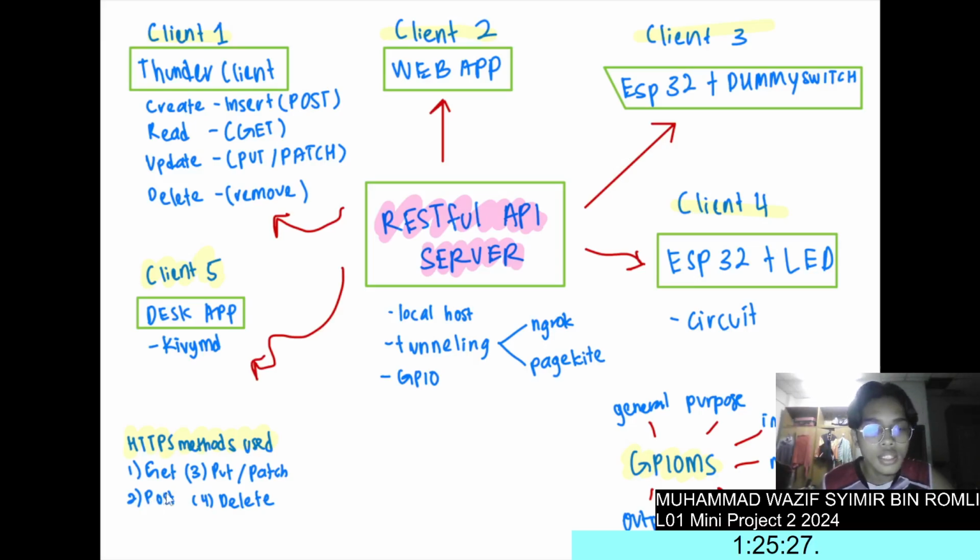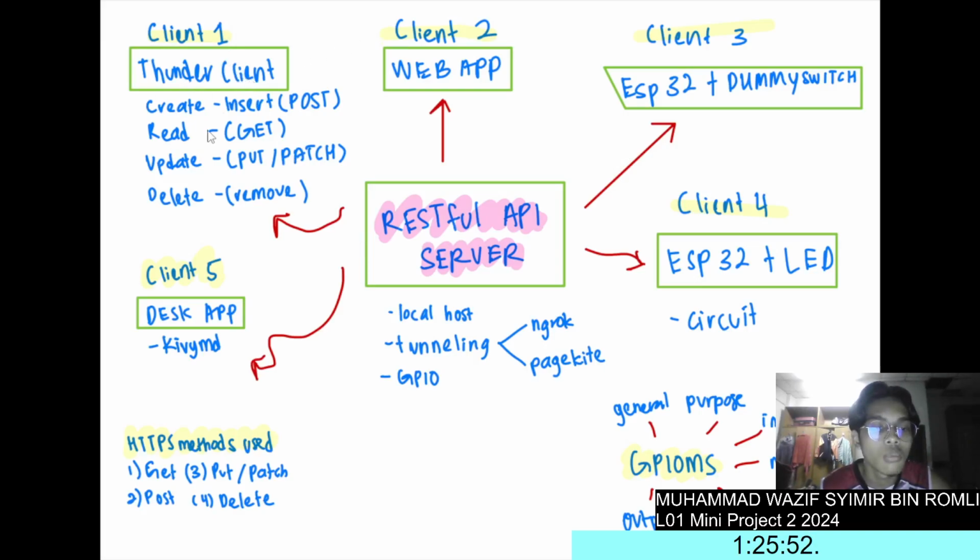Next is put or patch. Put or patch is used to update the state of the GPIO pins. And lastly, delete. As suggested by its name, it is delete, so we all know it is to delete the GPIO pins.